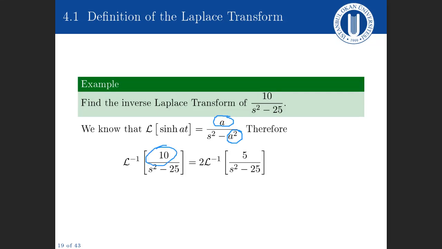We have a 10 and we have a 25. So what we're going to do is divide by 2 so that we get 25 on the bottom and 5 on the top. And then that looks like the standard formula. It looks like a divided by s squared minus a squared. We know that the inverse Laplace transform of a over s squared minus a squared is sine at. So this must be 2 multiplied by sine 5t.